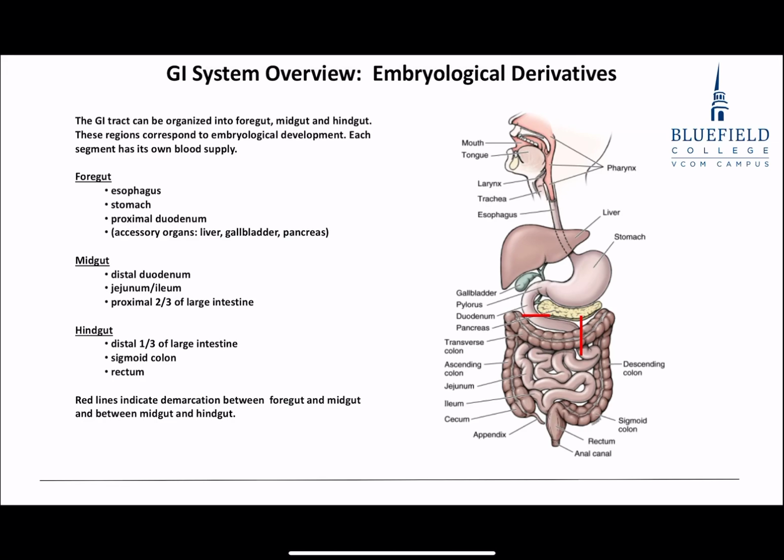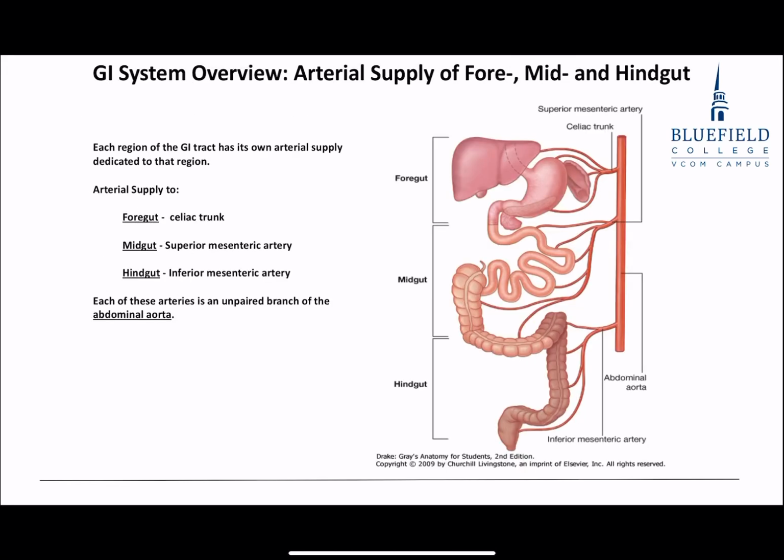Immediately inferior to the celiac trunk is the superior mesenteric artery, which goes to the midgut derivatives, so distal end of the duodenum, jejunum, ileum, cecum, ascending colon, and the proximal 2/3 of the transverse colon. And then finally, the inferior mesenteric artery. No surprise there, that's going to be hindgut derivatives, so distal third of the transverse colon all the way to the rectum. There are many named branches that come off of these vessels. We'll touch on a few of those.